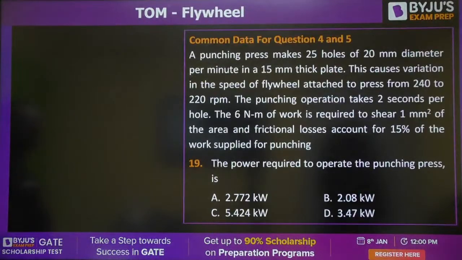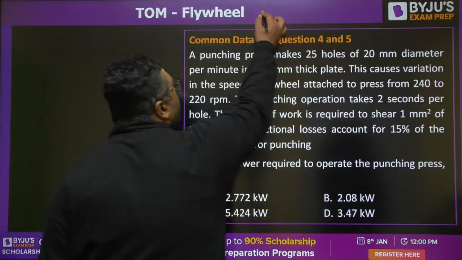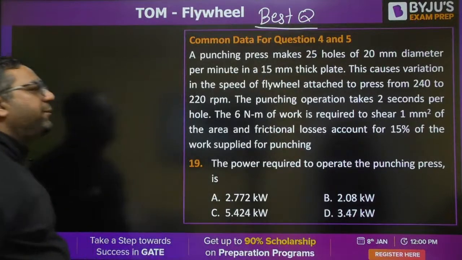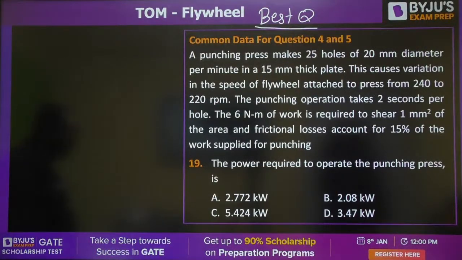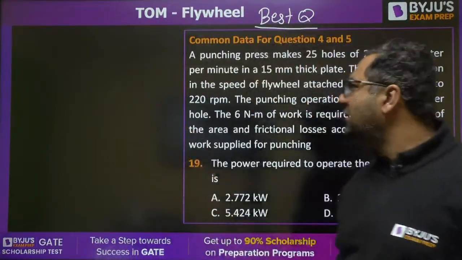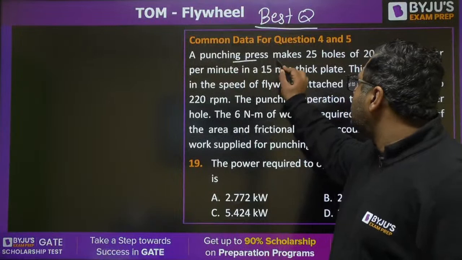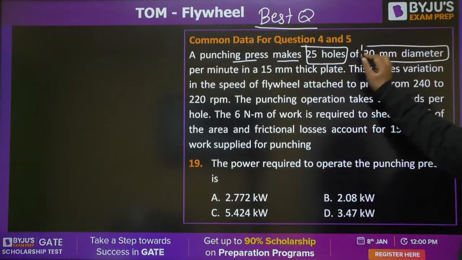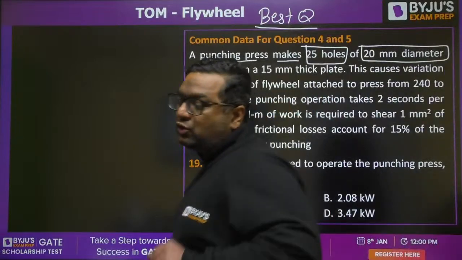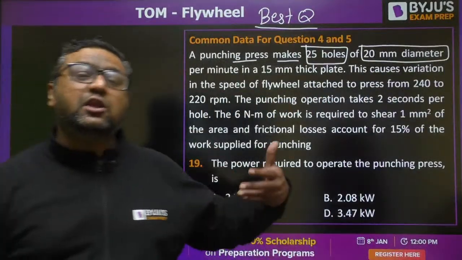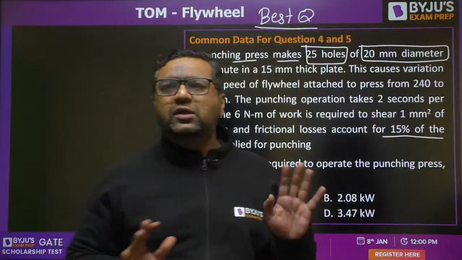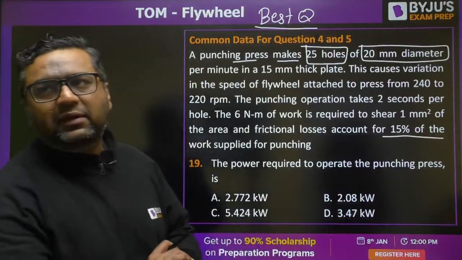Now we are moving to a very, very good question. This is the best question because it covers every concept you want. Like you were asking, sir, can we be asked for the formula of pi dt? Yes, this question has that. A punching press makes 25 holes of 20 mm diameter. Today, Jabir also asked a question, sir, what if frictional losses are given? So here frictional losses are also given. This question covers everything. That's why I have taken this.